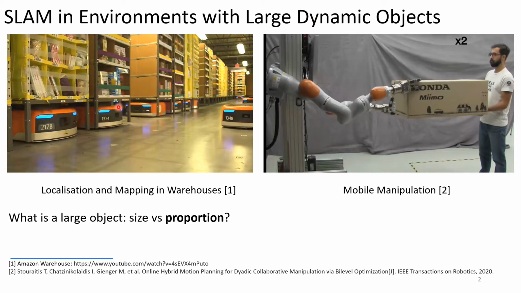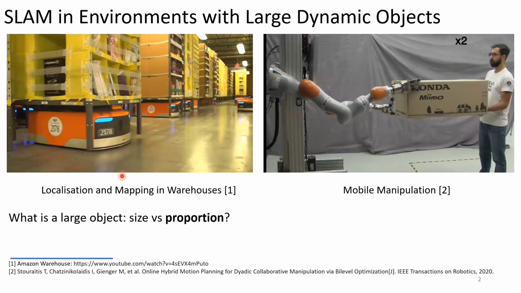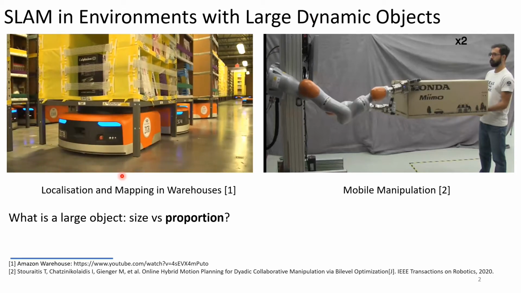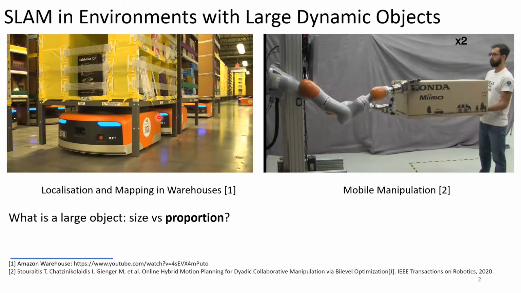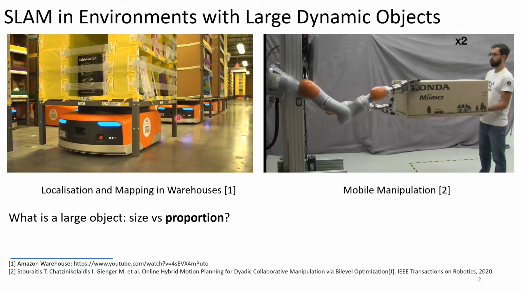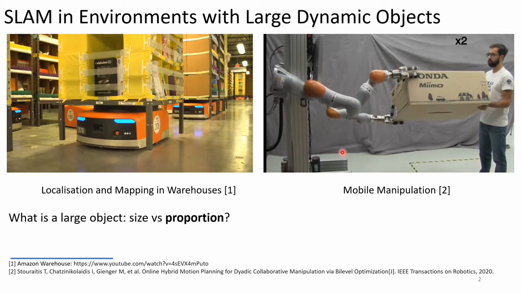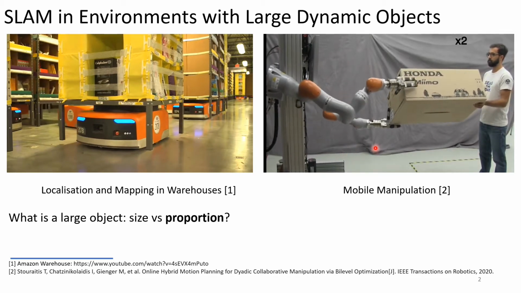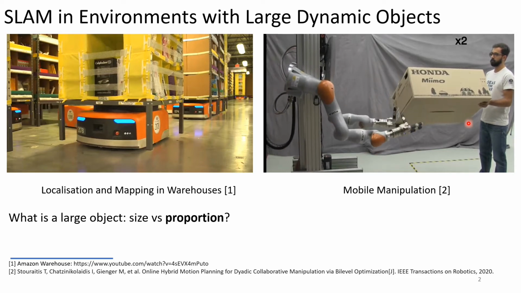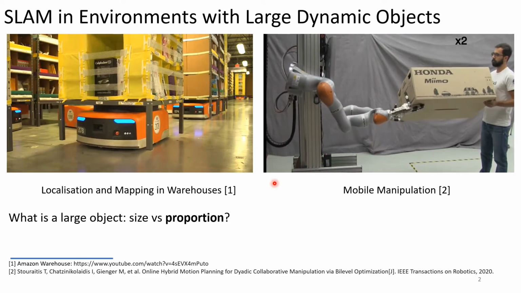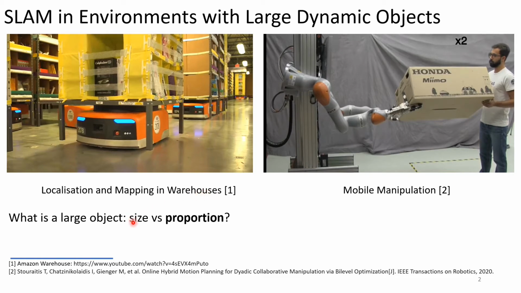For example, in an unmanned warehouse, in addition to the robot itself, there are also other robots which it works together with. Besides, in the task of mobile manipulation, the robot needs to consider the manipulated objects and other collaborators like humans. Also, in this research work, we focus on large dynamic objects.